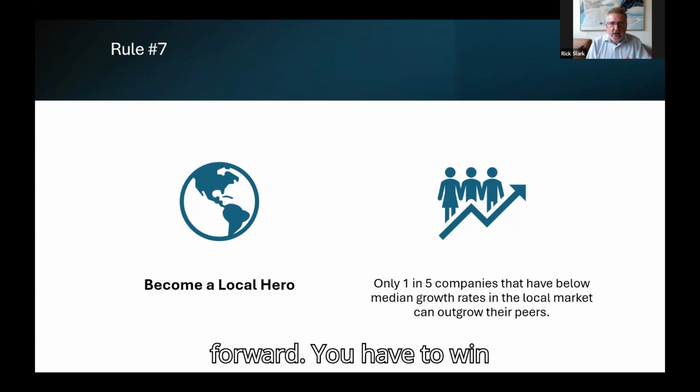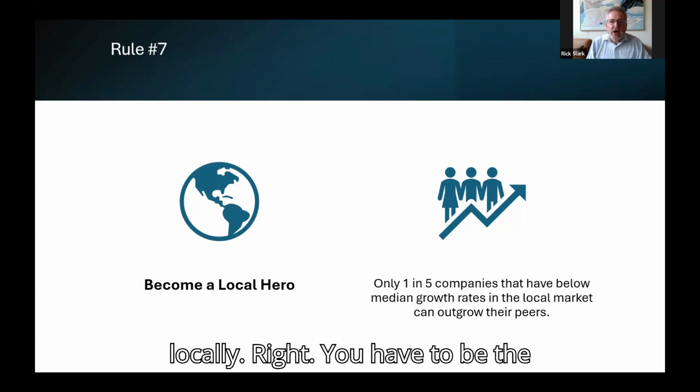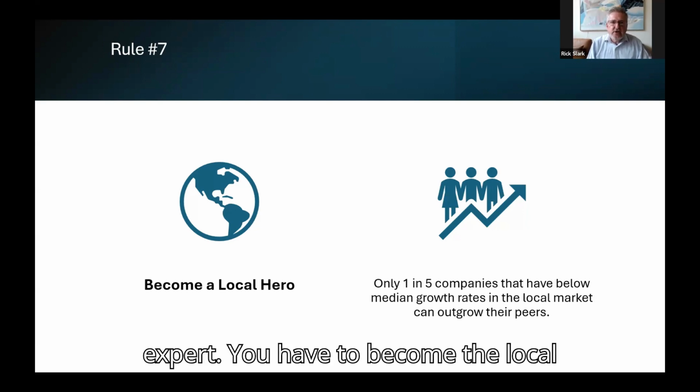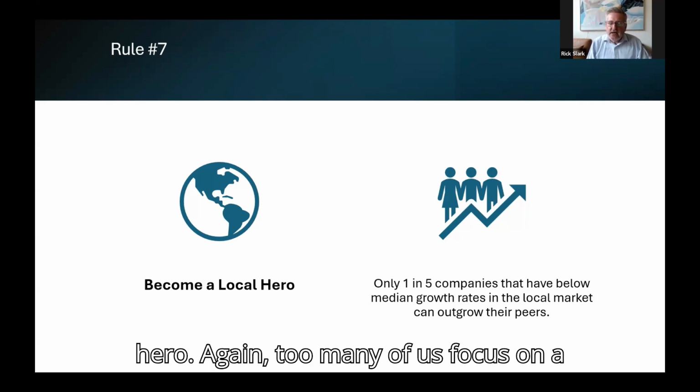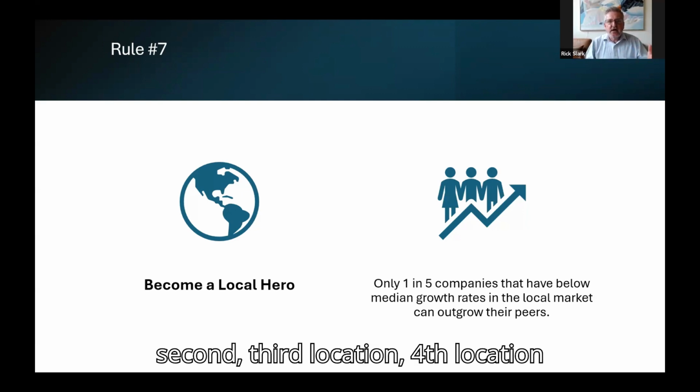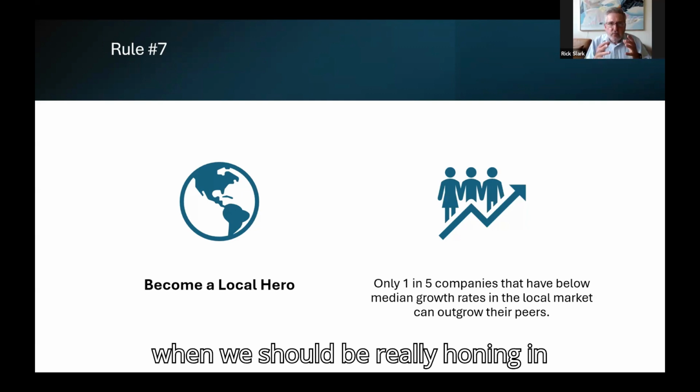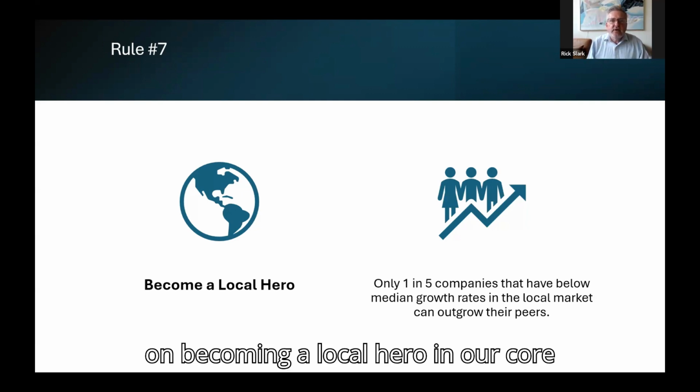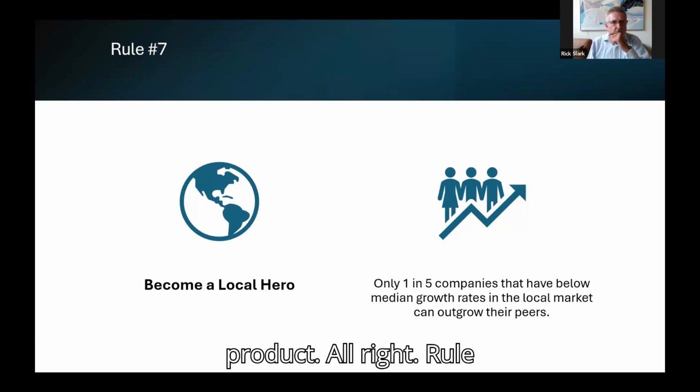You have to win locally, right? You have to be the expert. You have to become the local hero. Again, too many of us focus on a second, third location, fourth location, when we should be really honing in on becoming a local hero in our core product.